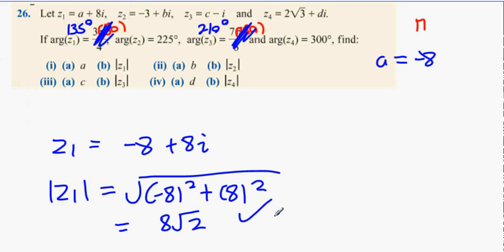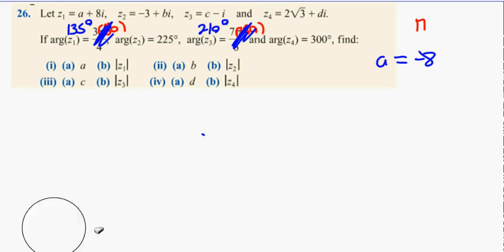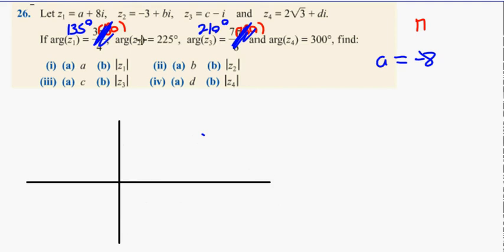Okay, now find out what B is. So in this, once again, we have B. Z2 has an argument of 225 degrees. 225 degrees lands you in the third quadrant, and it lands you 45 degrees up, because that's 180 here, and then 225 is all the way out here, which is the extra 45 degrees.